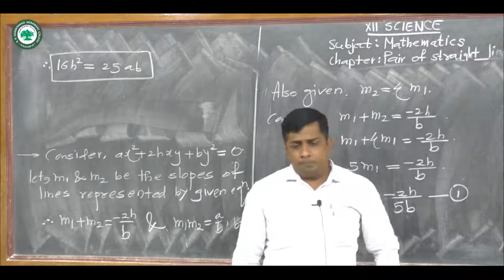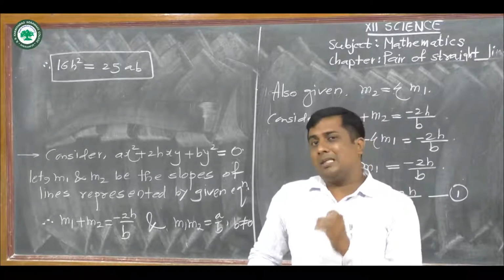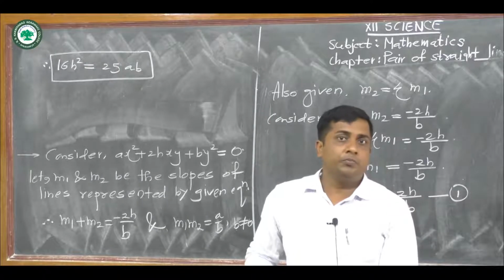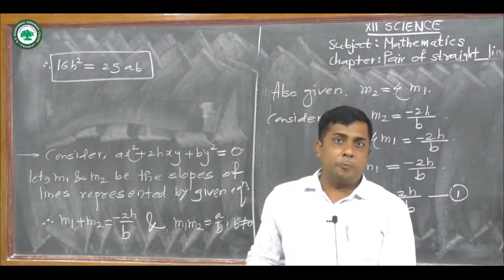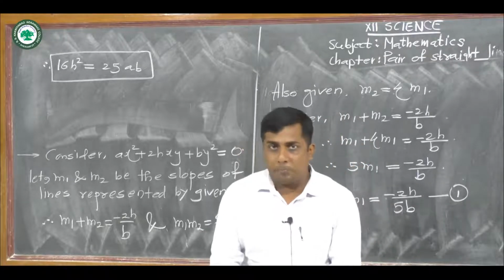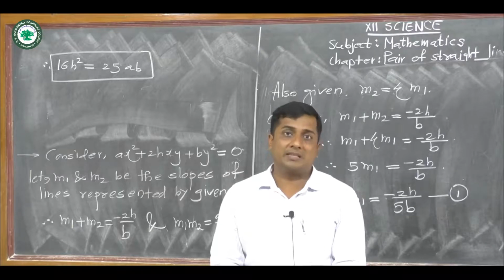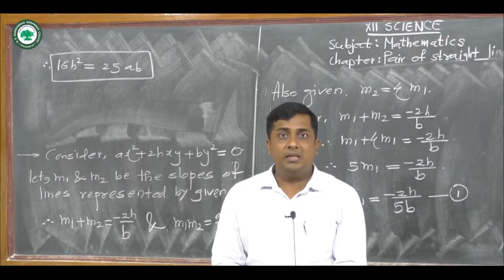So in today's lecture we went with a new concept in the chapter Pair of Straight Lines, that is, the sum and product of the slopes. We saw the concept related to the sum and product of the slopes, and then we considered 4 examples related to this concept.